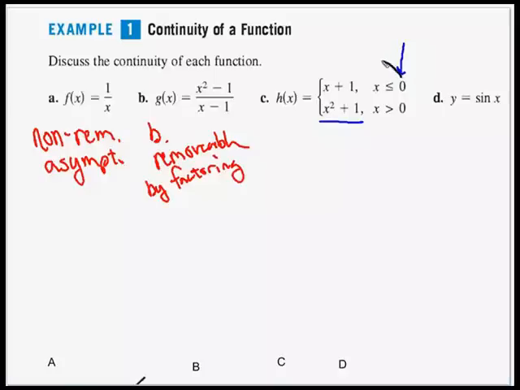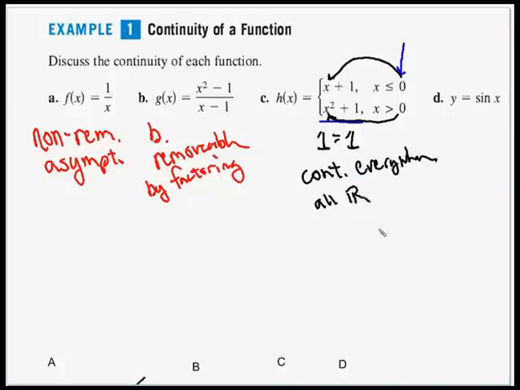I'm just going to plug this 0 in for this x, and I get 0 plus 1 is 1 for the top piece. And if I plug 0 into the bottom function, I get 0 squared plus 1 is also 1. Since those are equal, you know our function is uninterrupted. So that's going to be no gap in the graph, continuous everywhere. Or you could write all real numbers.